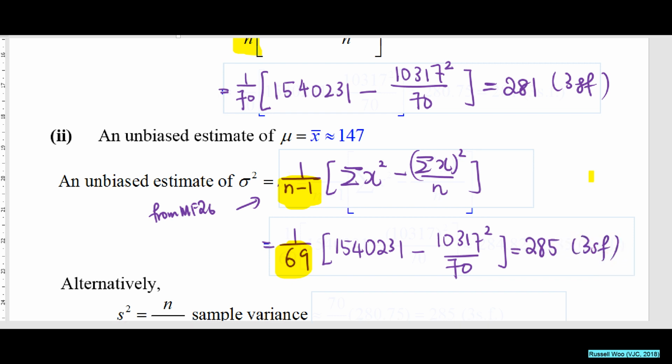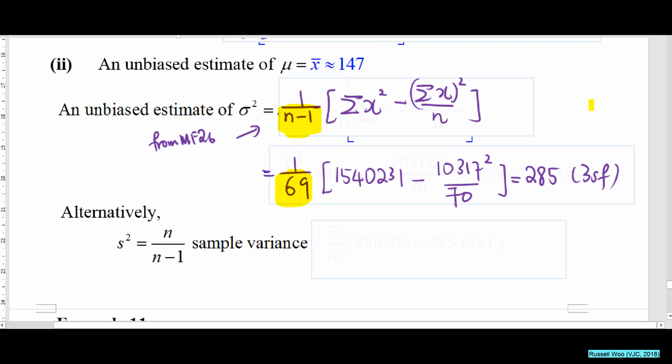Notice that it's a bit different from the 281. 285 is the unbiased estimate for the population variance. 281 is the sample variance, the spread of the 70 data. All right.